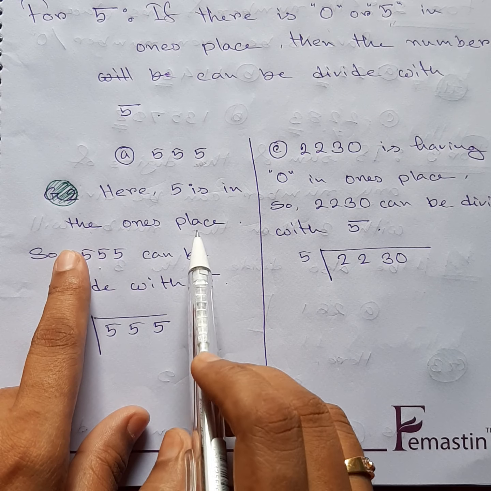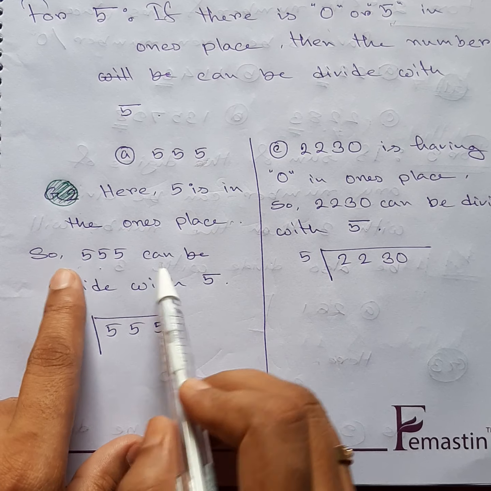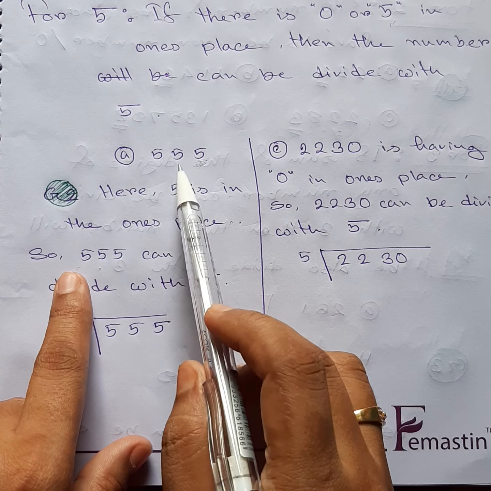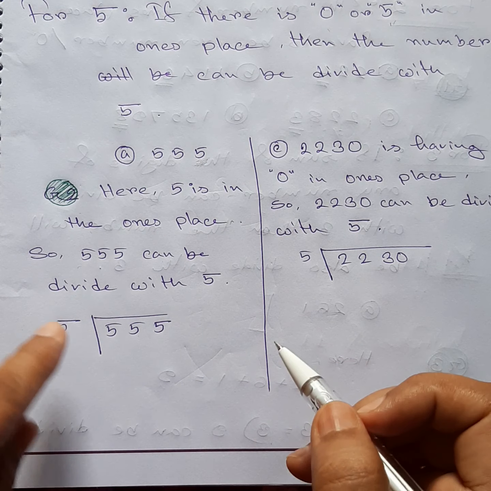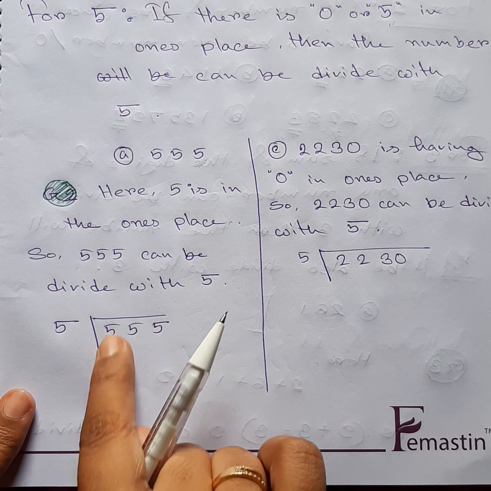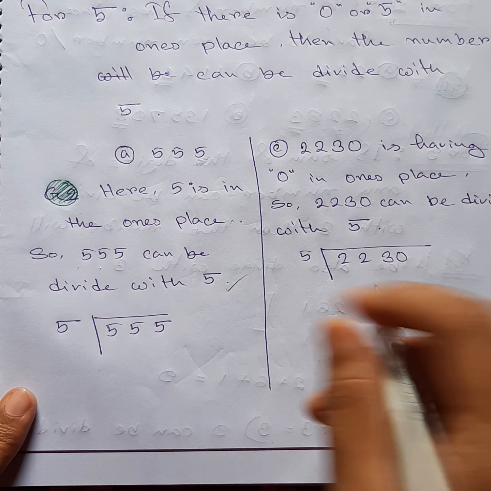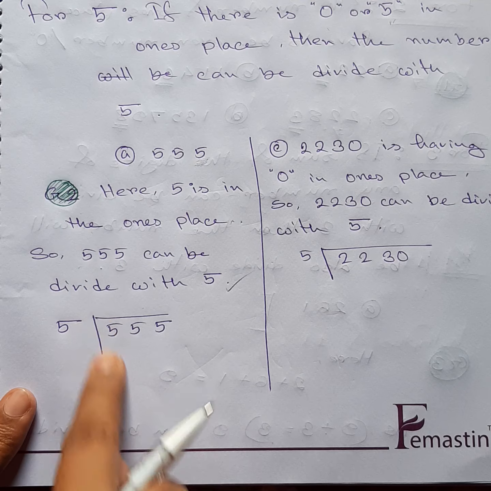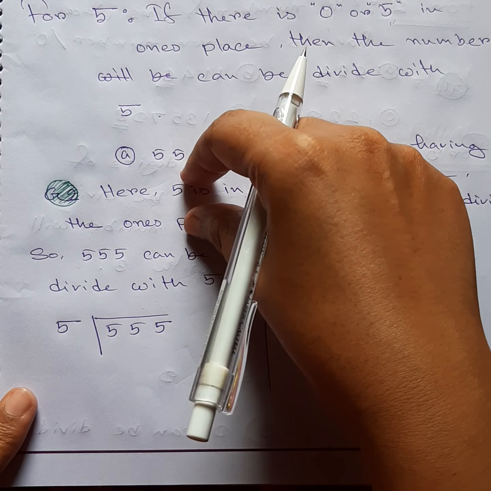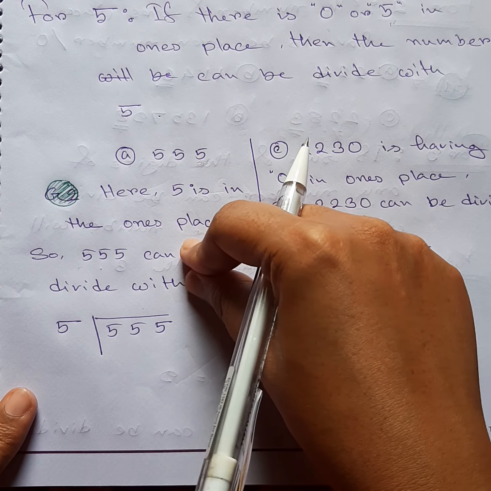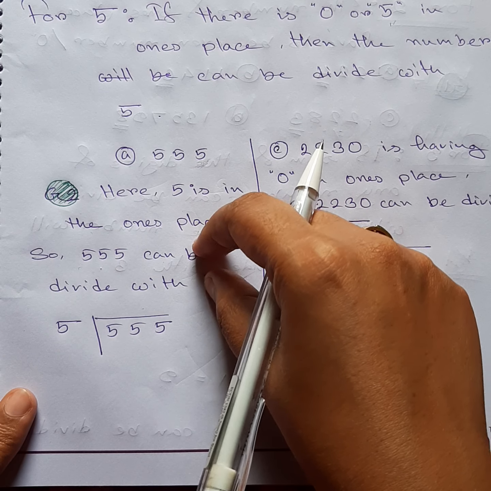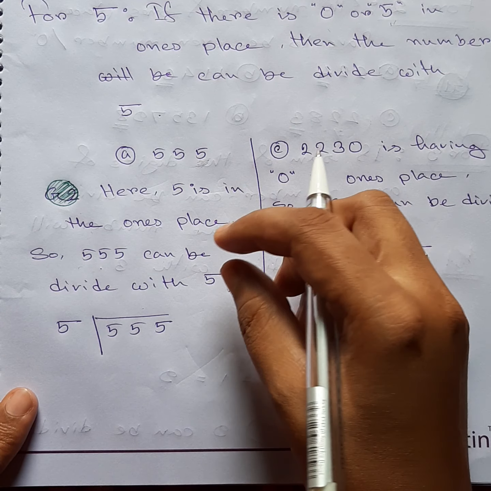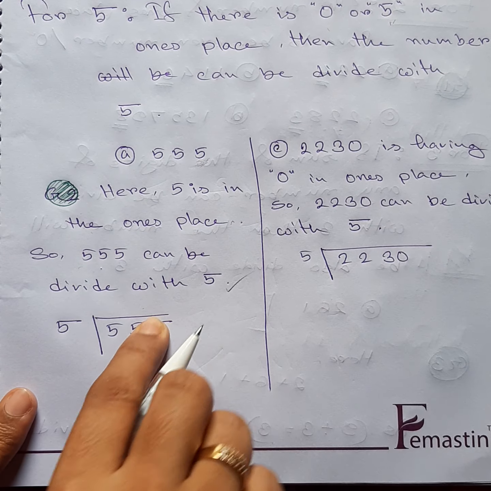Here 5 is in one's place, so the number 555 can be divided with 5. And this is the rule, this is the determination that the number can be divided with 5. Now the checking. This is the rule, this is the decision of your math, your assumption, then the checkpoint.